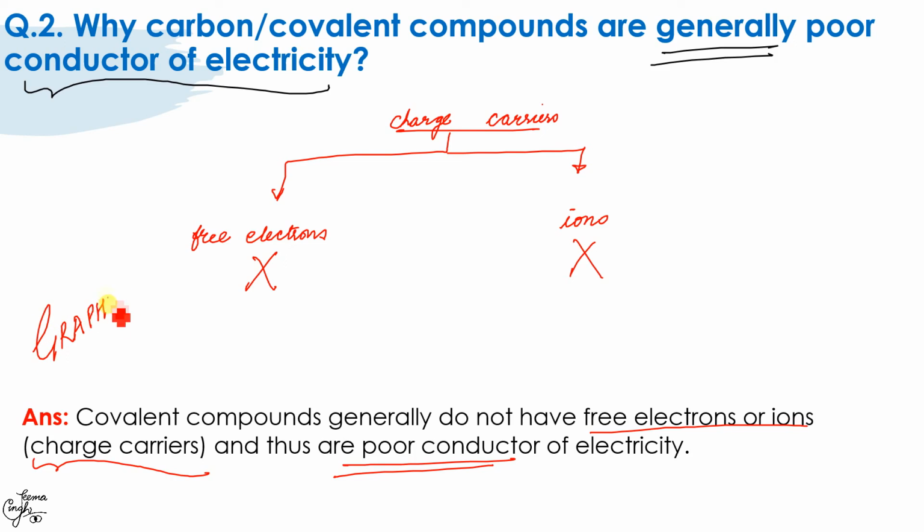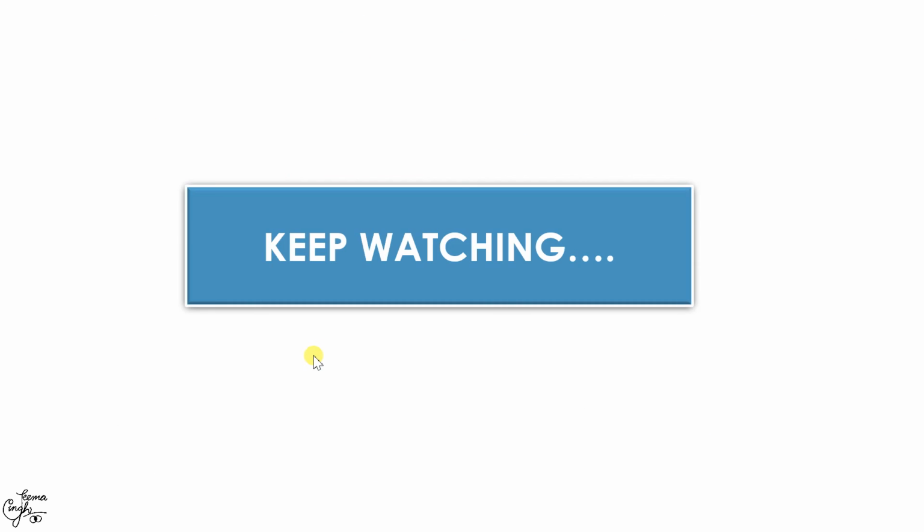There is an important question: why is graphite a good conductor of electricity? I'm going to take that question in the topic on allotropes of carbon. With this, we complete the important questions from the topic properties of covalent compounds. Keep watching for the next question in the next video.